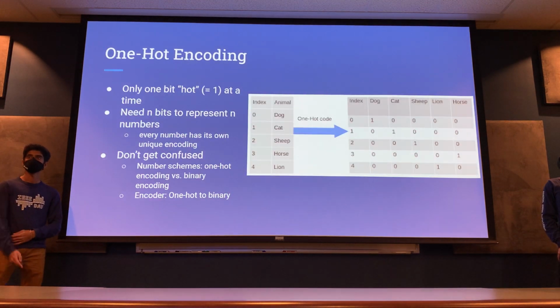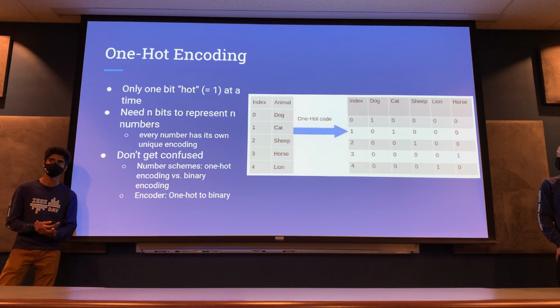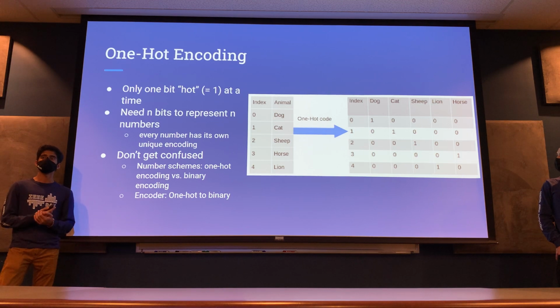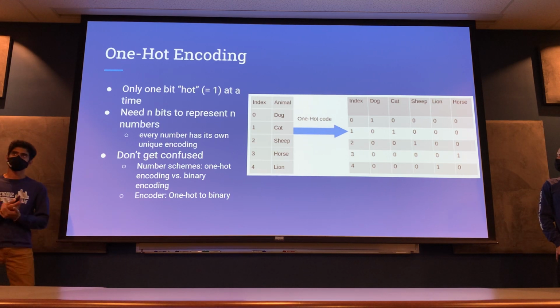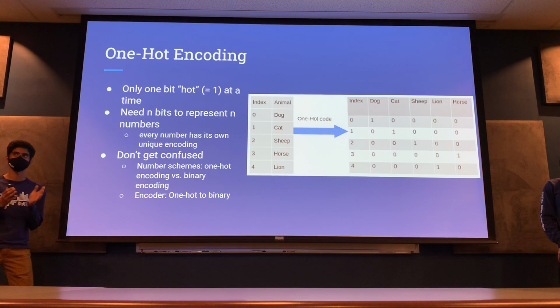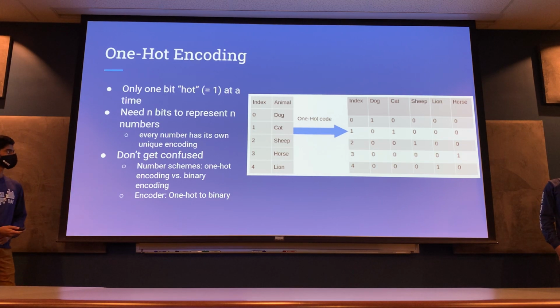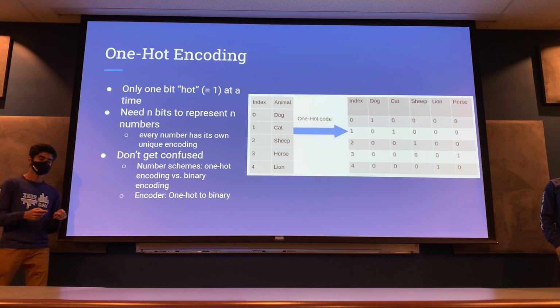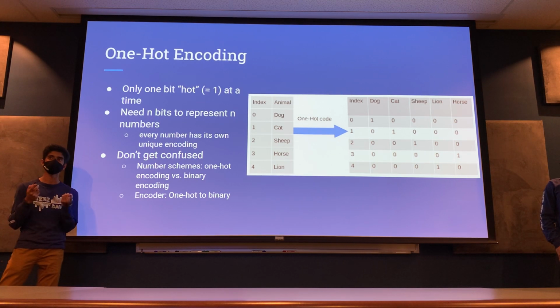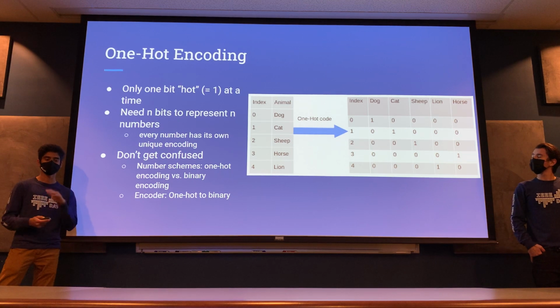Okay, as I said, one-hot encoding. For every number, you have one bit hot or on, and so that means you need n bits to represent n numbers, which is kind of inefficient because in binary you need log base 2. But since every number needs its own unique encoding, you're going to need a lot more bits. Similar to what I said before, it can get confusing, since you can say one-hot and binary are both encoding schemes because they're ways of representing a number. But keep in mind an encoder is always one-hot to binary.